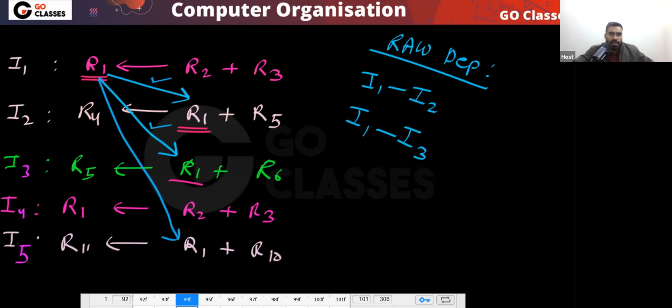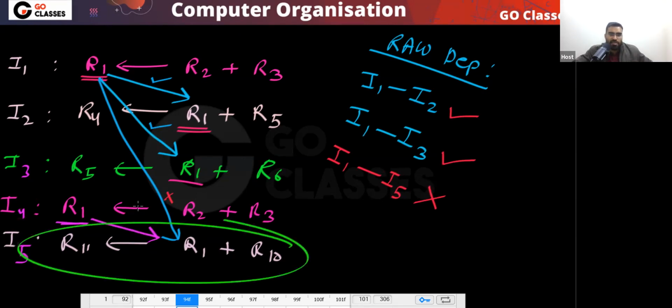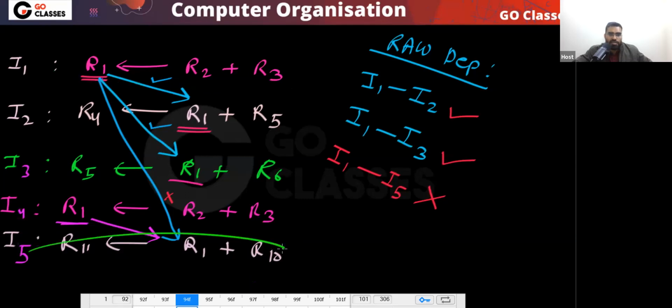What about this one? This is not a RAW dependency. Why? What is the reason? I1 to I5 is not a RAW dependency, because I5 does not depend on I1. I5 depends on I4. Remember this point. So I4, I5 is a RAW dependency.